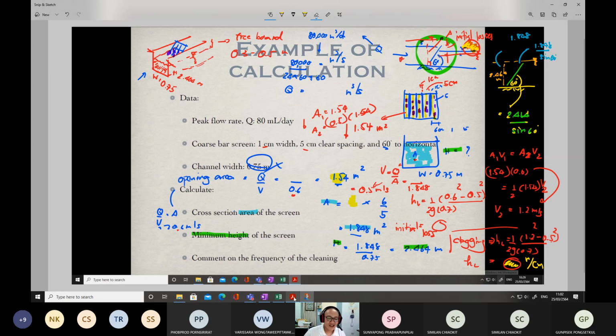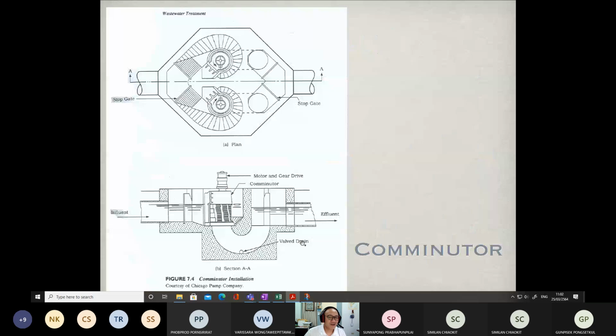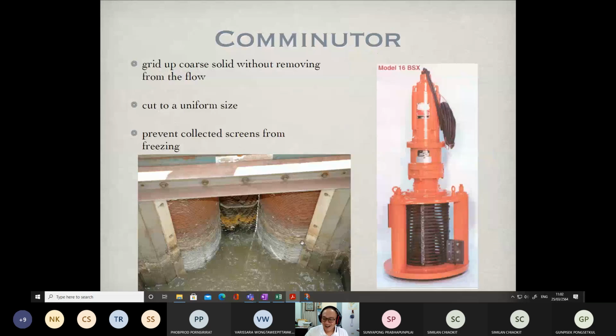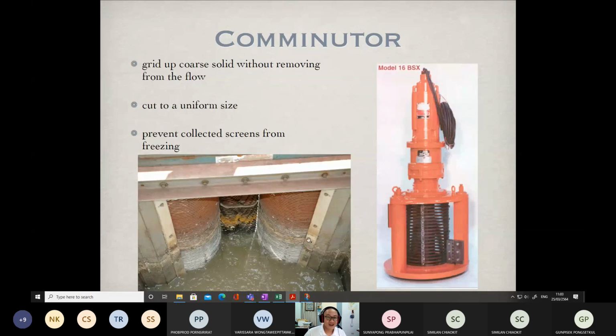Okay, so this is the first unit operation we have talked about as a part of the primary treatment. Then we move to the other unit operation, which is also part of the primary treatment. That is the comminutor. The comminutor is basically a mechanical piece of equipment equipped with several cutting teeth. As you can see in this photograph, there are 3 sets of cutting teeth.